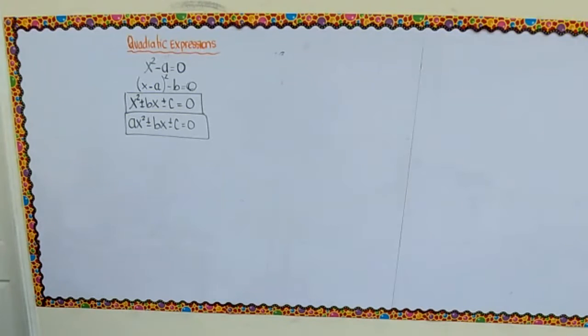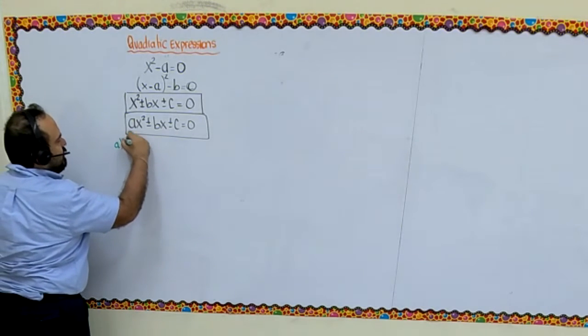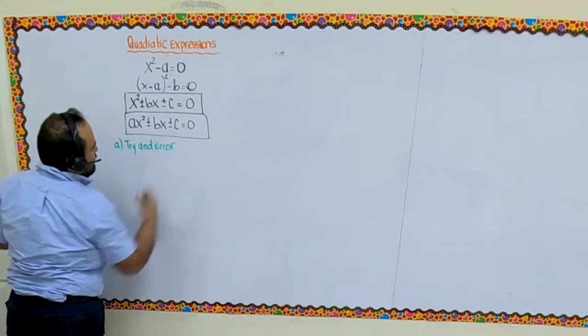We're going to learn how to solve those, actually, first of all, how to factorize them. And after that, I'm going to show you how we can solve these quadratic equations. But meanwhile, we're going to work with expressions. And how many techniques do we have to solve quadratic equations? Well, one of them is by factoring, and the name of that method is trial and error. This is the first one.